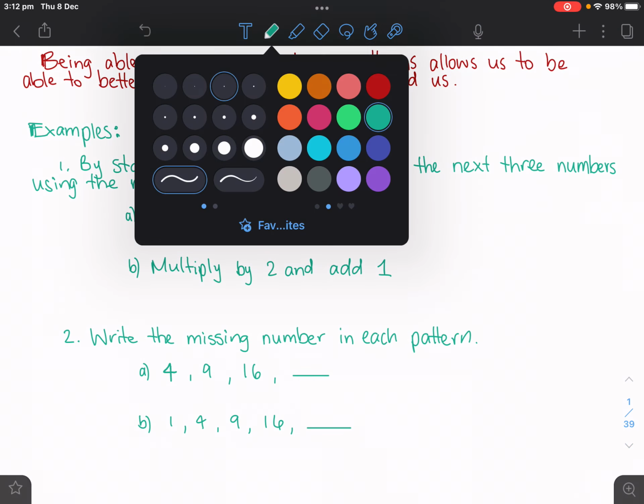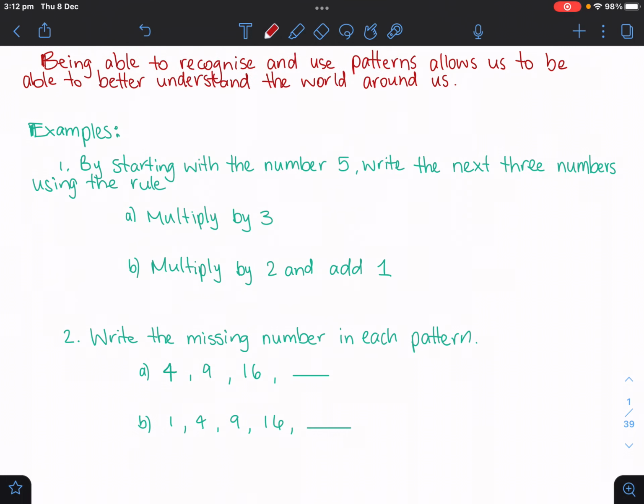Let's look at the first example. Example 1 says, by starting with the number 5, so we start with 5, write the next 3 numbers using the rule that's given. So we start with 5, and then we need to write the next 3 numbers using the rule. Well, what's the rule in A?